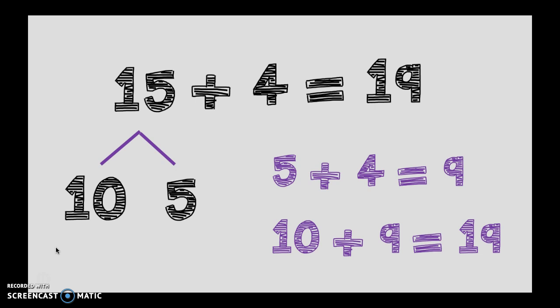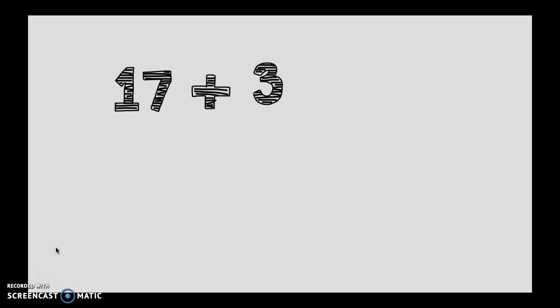See how by taking out the tens and the ones, I was able to add the different parts together before I found the whole amount. All right, let's try another one. This time we're going to do 17 plus 3.